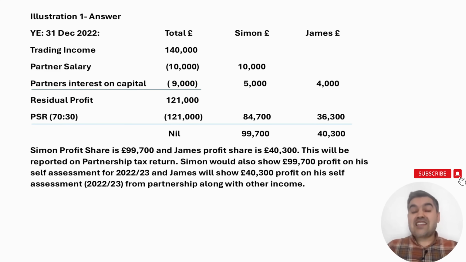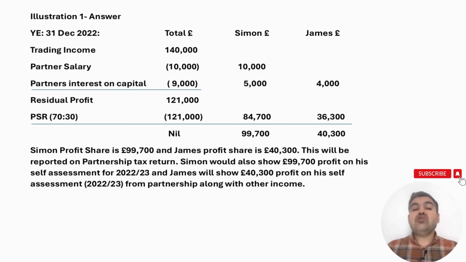Take the Simon salary out. So allocate 10,000 to Simon. That's called prior allocation of 10,000 to Simon. And then the partner interest on capital. So this is a prior allocation of interest to Simon and James, 5,000 and 4,000. So then 140,000 minus 10,000 minus 9,000 gives you a residual profit of 121,000, and then divide this residual profit using the profit sharing ratio of 70 and 30.